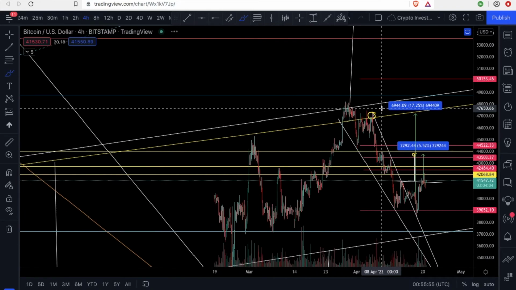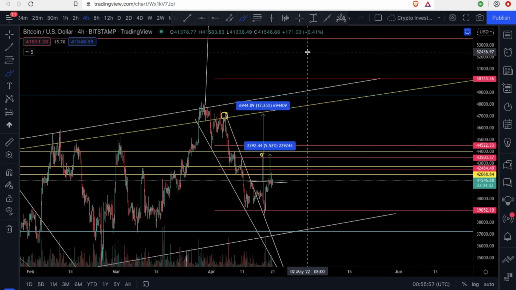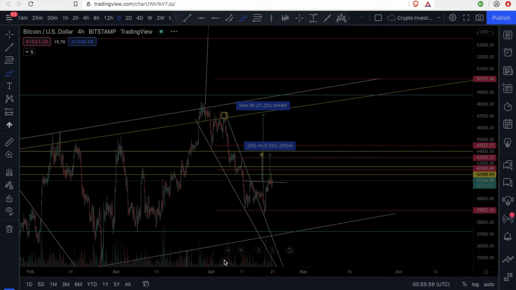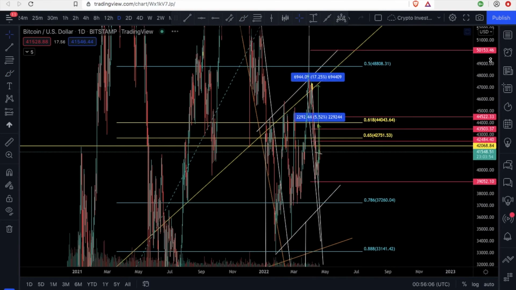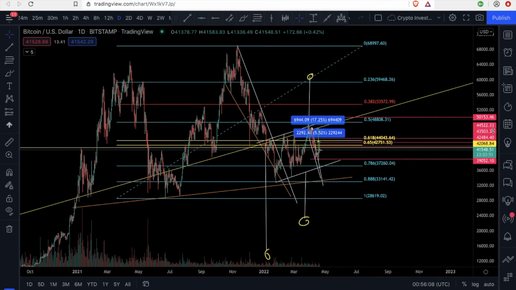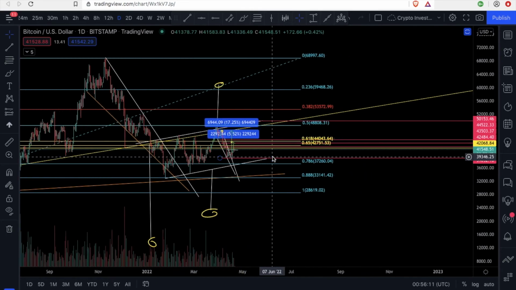So yeah, that's what I'm seeing right now in the Bitcoin price, guys. So it remains mostly the same as almost 2 to 3 days ago because it's consolidating.